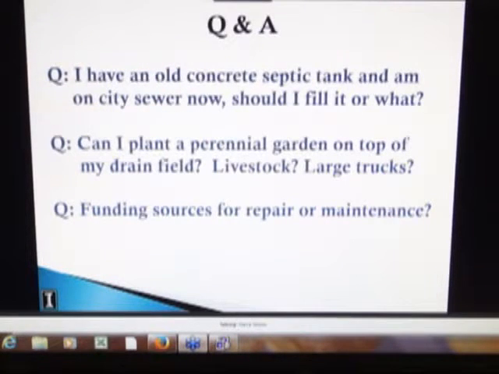Okay, so I have an old concrete septic tank. I'm on city sewer now, so should I fill it in or what? My recommendation would be to fill it in. So what we have to do in my local area to fill them in is we take the top off and break the sides and the bottom up, fracture the concrete, and then pull the sides in on itself, and then we have to fill that with native soil or like soil from the area. So if it's clay soil, we put clay back in there. If it's blacktop soil, we put blacktop soil back in there.